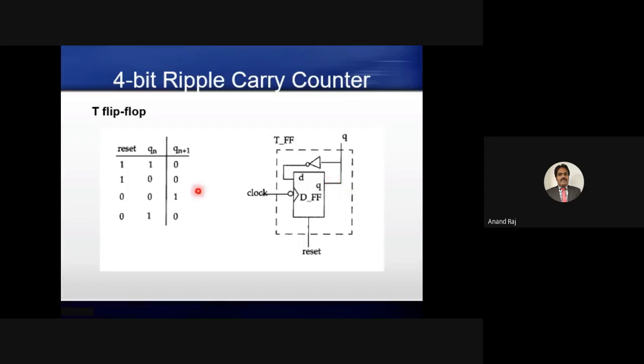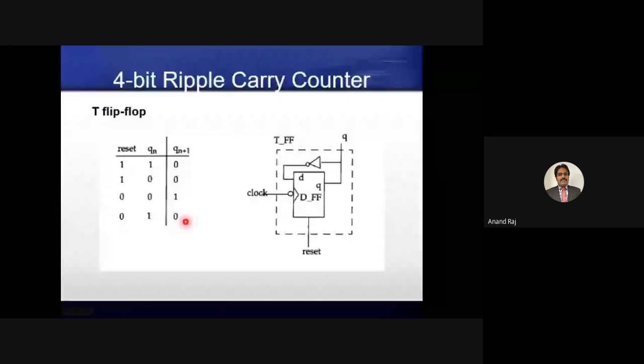So the previous state was 0. Now the current state will be 1. Similarly, if the previous state was 1, the next state would be 0. So for the inactive edge of the clock, nothing will happen. The state will remain the same as the previous state.